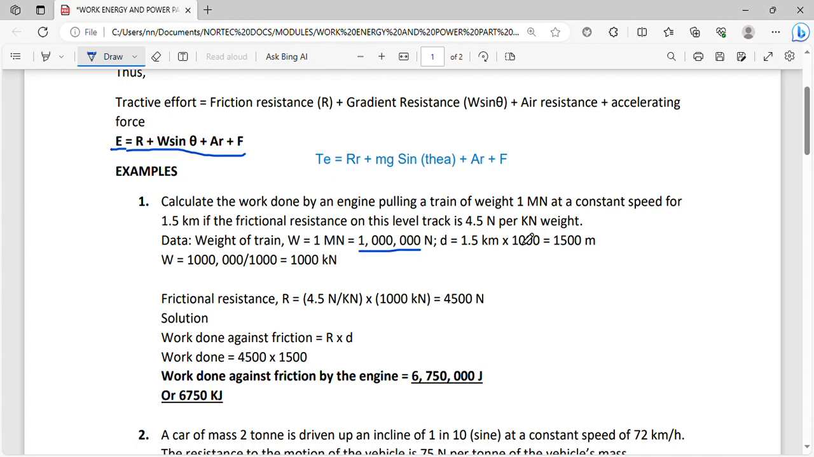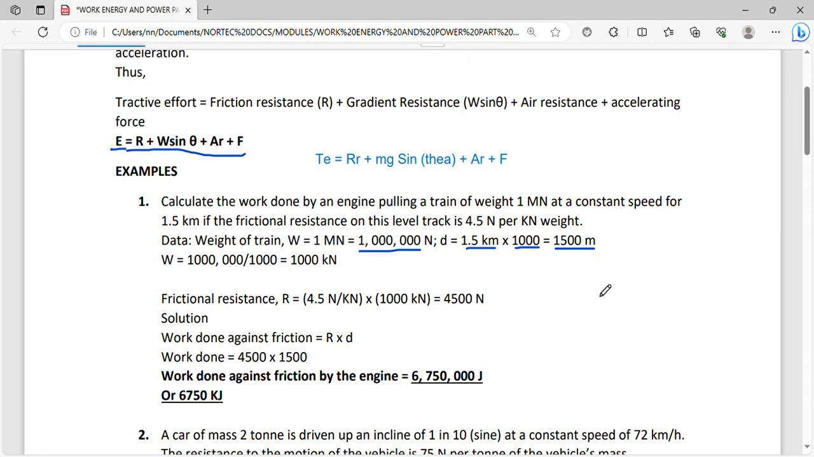Then the distance is 1.5 kilometers. We can't leave it in kilometers. We want it to be in meters. So again, a kilo is 1,000. So we multiply 1.5 by 1,000. The answer gives us 1,500 meters. We are looking for the meters.